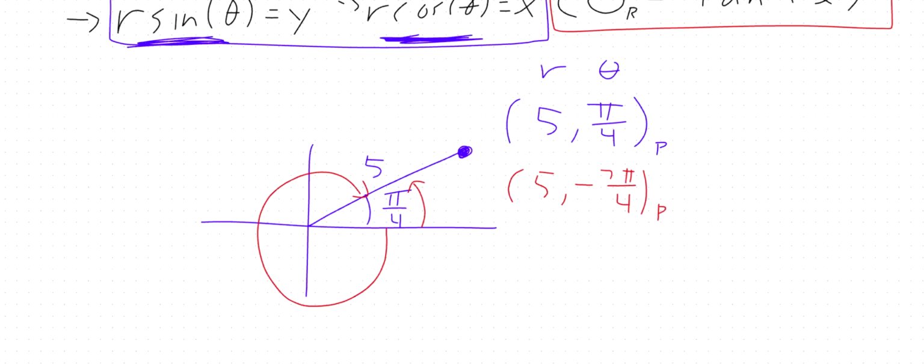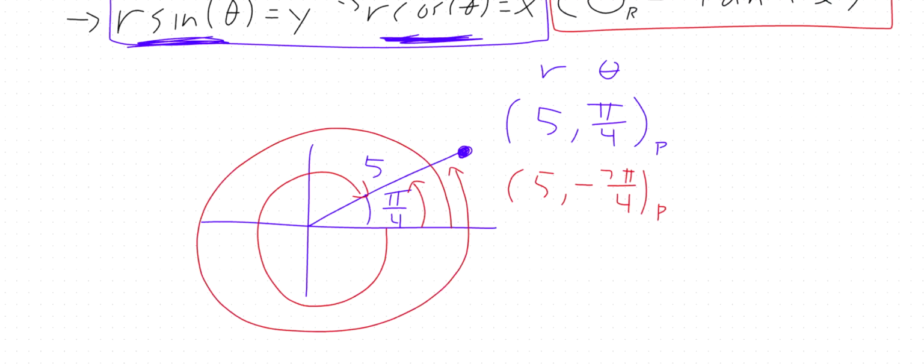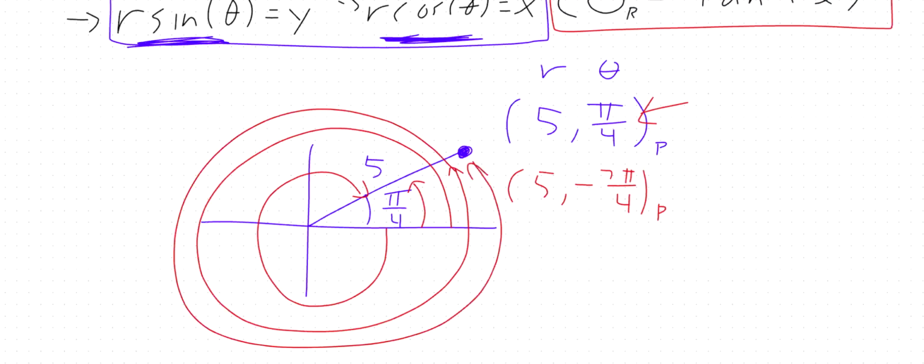We could also go around to the pi over 4. Or we could go around again and add a 4 pi, or again and add a 6 pi. So a general rule is that r, and then we would have our theta plus 2 pi n, so we're going to add a multiple of 2 pi, where n is going to be an integer.